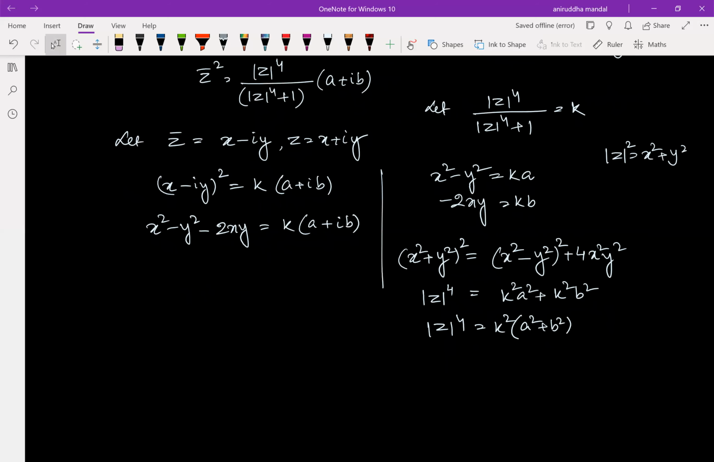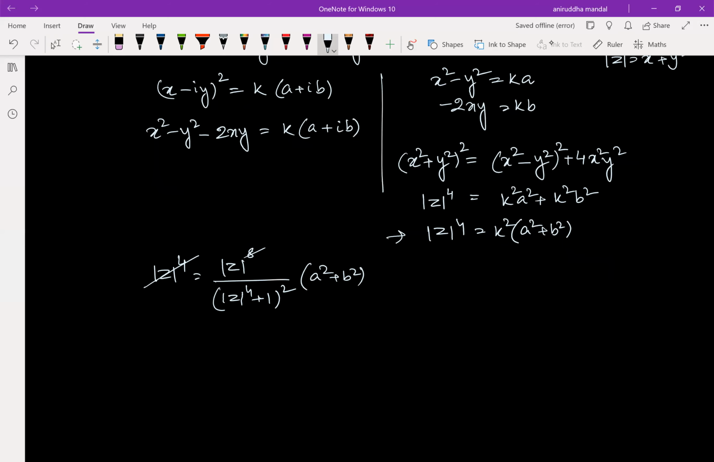Now, what we can write is, put k square in this expression. So we have mod z to the power 4 equal to k square. K square means mod z to the power 8 plus mod z to the power 4 plus 1 whole square, and this is a square plus b square. So this one term will get cancelled. So we can write this as mod z to the power 4 plus 1 whole square equal to mod z to the power 4 into a square plus b square.